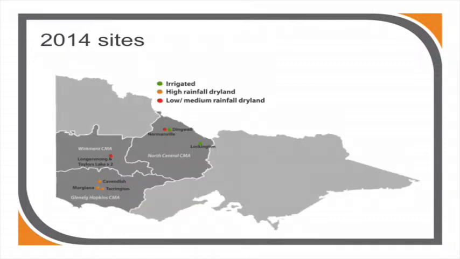So in terms of where the sites are located, we've got 3 sites in the Wimmera around Longanong and Taylors Lake. We've got 3 down in the Glenelg Hopkins CMA around Hamilton, high rainfall country. We've got 2 irrigated sites up here in the north central region, and one out at Normanville on the edge, that sort of, I guess, low medium rainfall type situation.